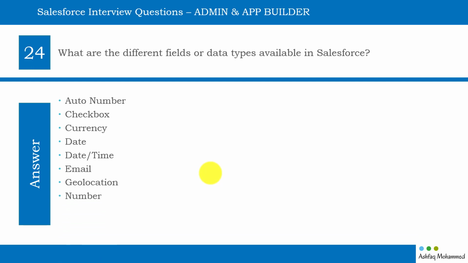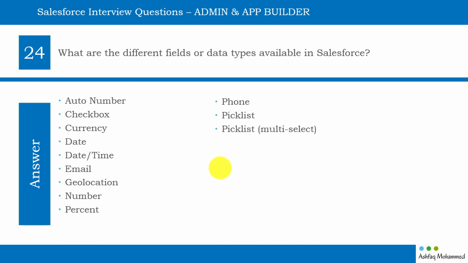geolocation. Geolocation will have latitude and longitude. This is also really important when we work in real time. We sometimes should have geolocations as well. So this is also one of the important data types. Number, percentage, and phone, picklist values, picklist, multi-select picklist, right?